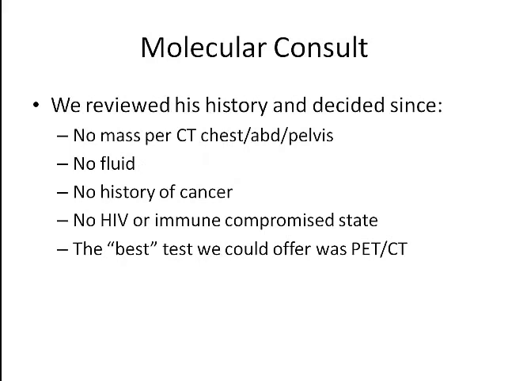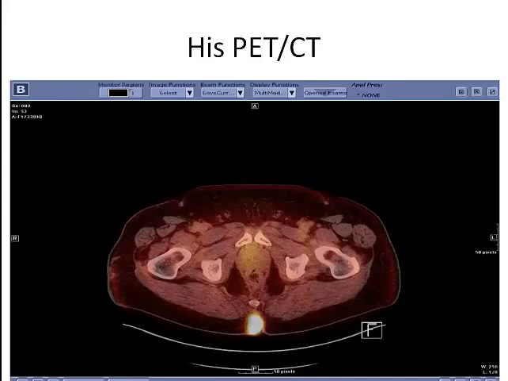Under review of this patient: no mass, no fluid, no history of cancer, no HIV or immune compromised status. So the nuclear medicine physician thought the best test would be a PET CT. So here's his PET CT. As you're looking at this axial slice, you can see very obviously this increased level of activity in the gluteal cleft. That was obviously found very suspicious.